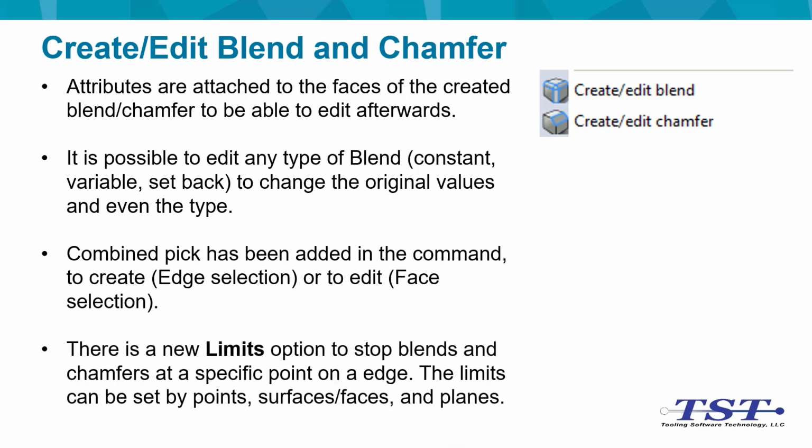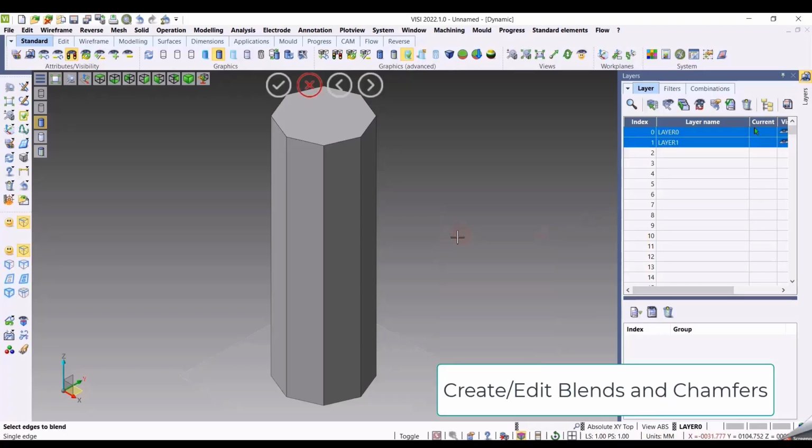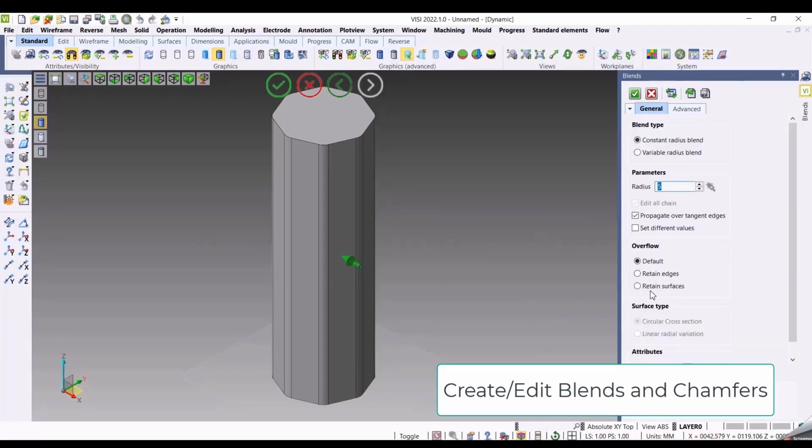There's a new option within these called limits, which allow you to limit where the blend and chamfer are actually going to be created on a block. So you'll see that here in this video example. So we'll go to create edit blends. We pick the blend edges.